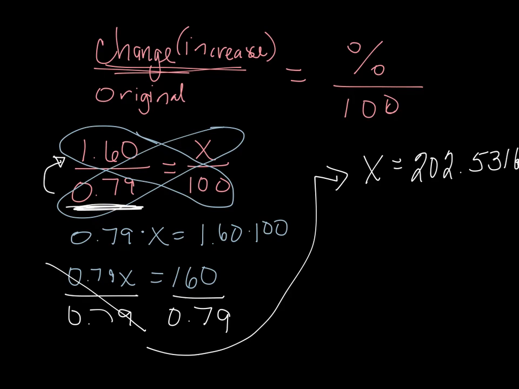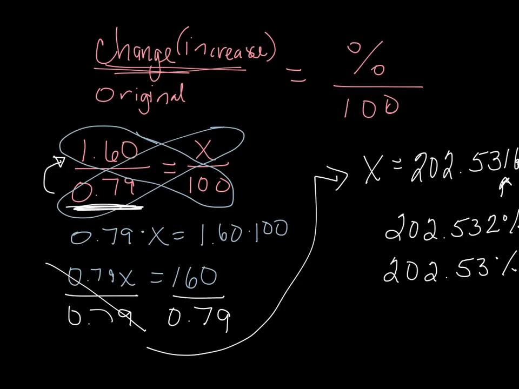Really, it doesn't matter which one you round it to because it was not specified in the problem. So let's just look at each of them. If I wanted to round it to the thousandths place, right there, the 1, I would look at the 6. This would therefore become 202.532%. If I wanted to instead round it to the hundredths place, that would be the 3. I'd be looking at the 1. That would be 202.53% because the 1 is less than 5.